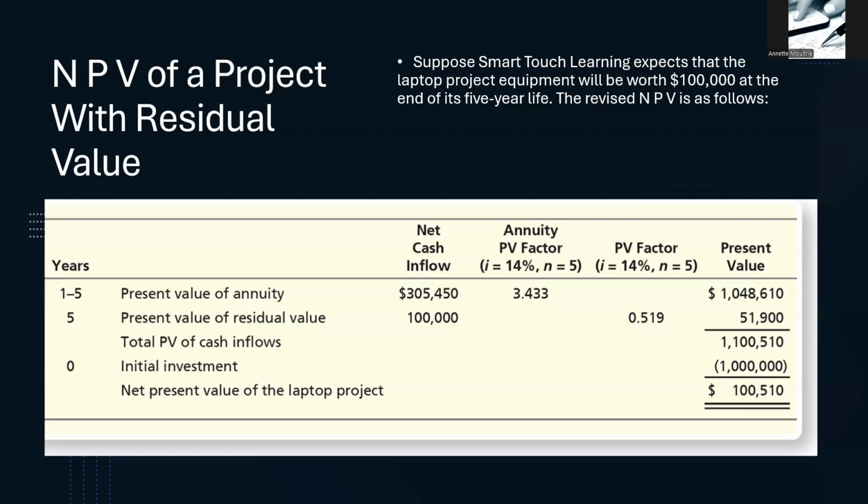Okay, so now the net cash inflow is $100,000. The PV factor is 0.519, which will give you the $51,900. Okay, and now you would add these two, the present value of the annuity plus the present value of the residual value, which will give you $1,100,510. And now you have to subtract the initial investment of $1 million, which will give you the net present value of the laptop project at $100,510.